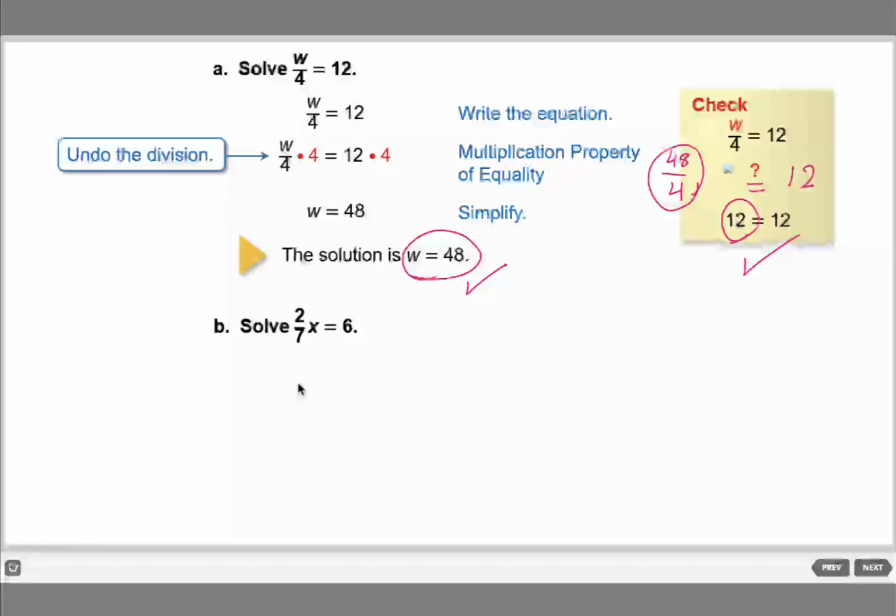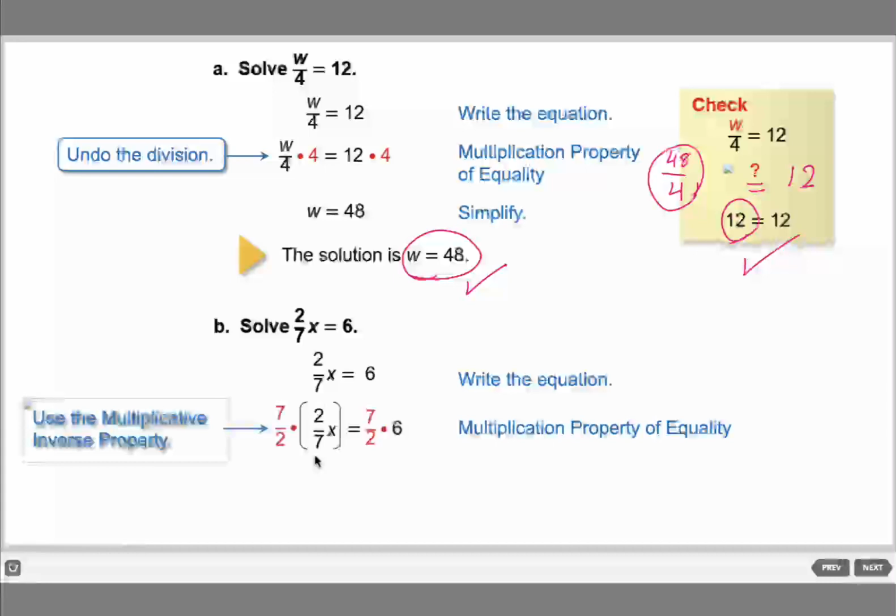Okay, let's do it. So we write the equation and we will multiply by the reciprocal. The reciprocal of 2/7 is 7 halves. This is the multiplicative inverse of 2/7. Now, as we know, 2/7 multiplied by 7 halves, when we multiply them, it's equal to 1.